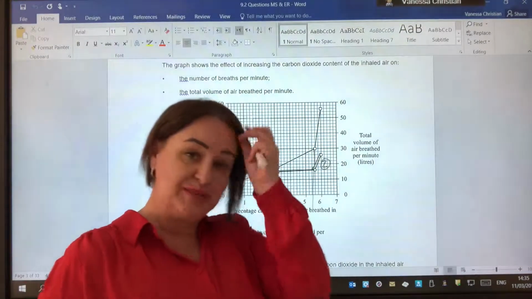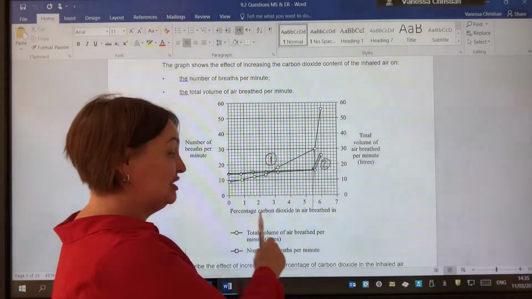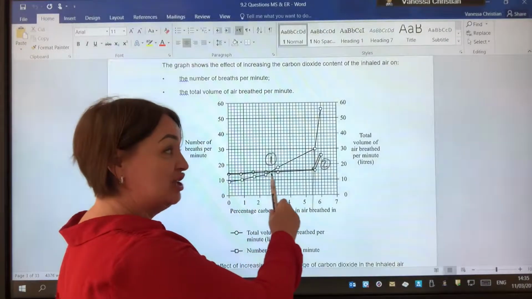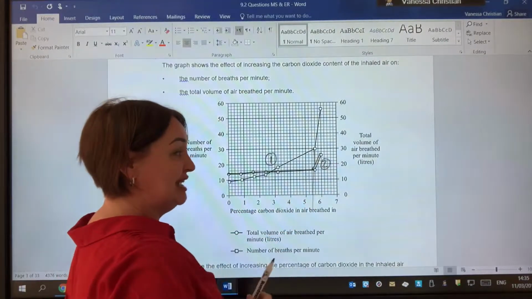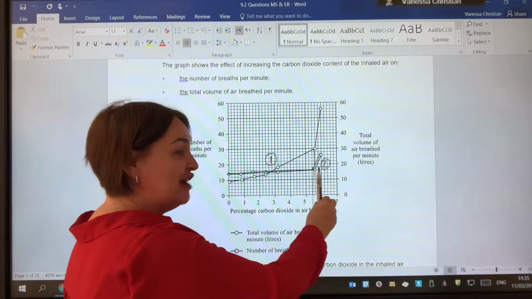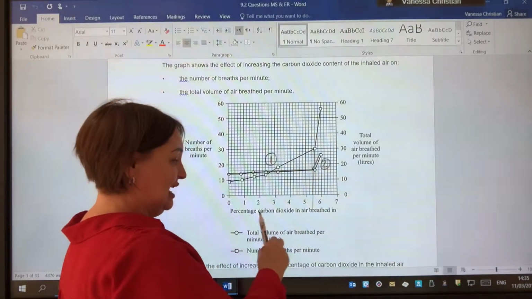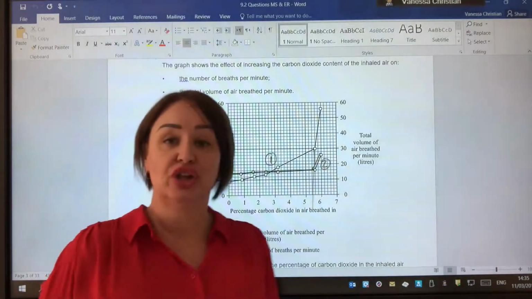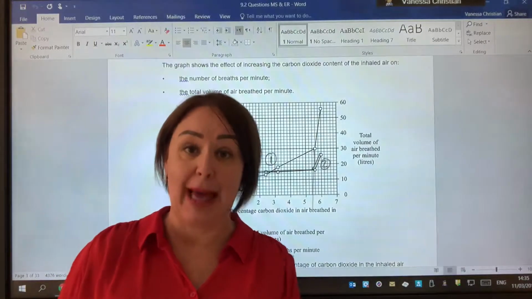So how am I going to explain this? I'm going to say that as the percentage carbon dioxide increased, there was very little change in the total volume of air breathed in, up till 5.6. After 5.6, any increase in the percentage carbon dioxide caused a rapid increase in the total volume of air breathed per minute.